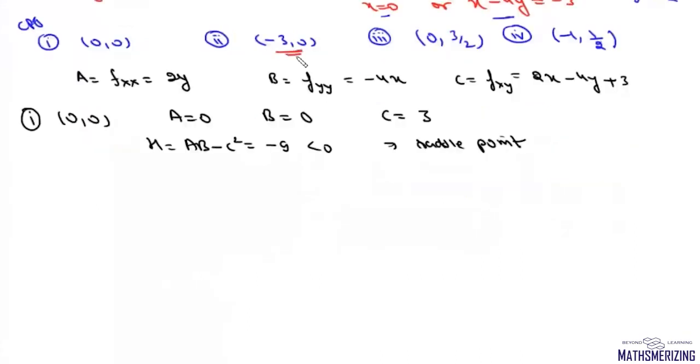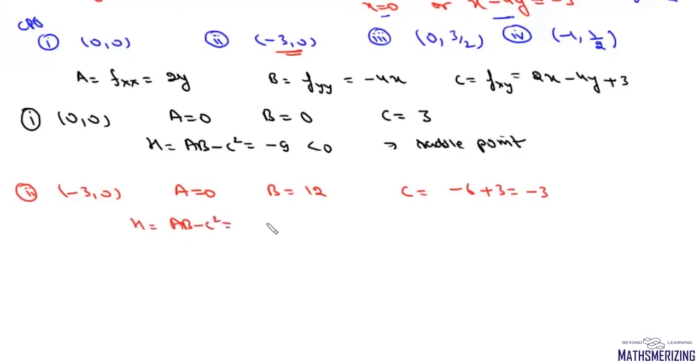Now we'll take minus 3, 0. So at minus 3, 0, the value of A is 0, the value of B is 12, the value of C will be minus 6 plus 3, and that'll be minus 3. Now H again is AB minus C square, which again is minus 9, less than 0. So minus 3, 0 is again a saddle point.